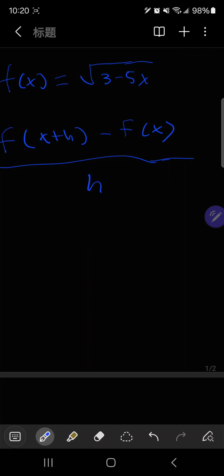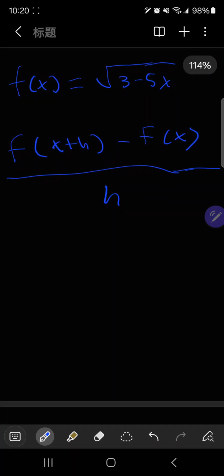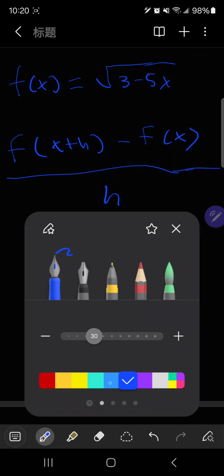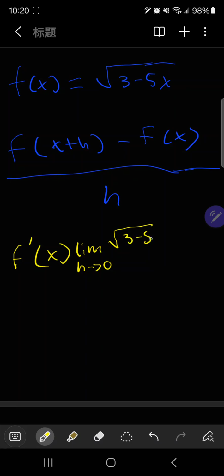What I noticed then is that we're trying to find the f prime of x. Hopefully it's not confusing that I made it the same color, but I'm going to make it a different color. F prime of x, that's what we're trying to find. It's going to be the limit of h approaching 0. And then it's going to be root 3 minus 5 and then x plus h.